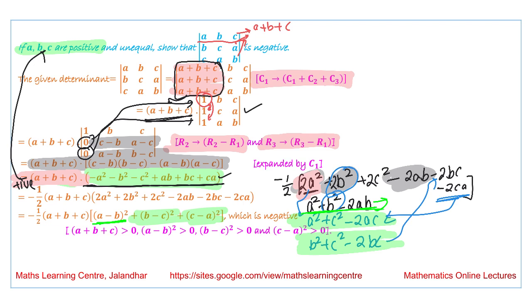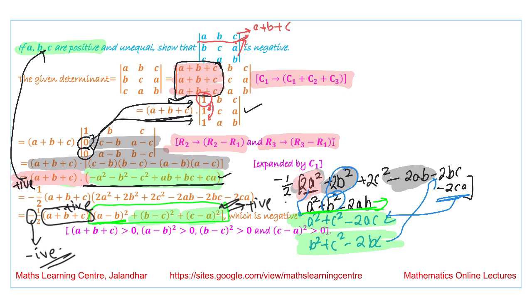We can see that these values are whole squares, and all these values are added. So these terms are positive, and we have a negative sign over here. So the final answer we have is negative, and this is what we have to prove: that the value of the determinant is always negative.